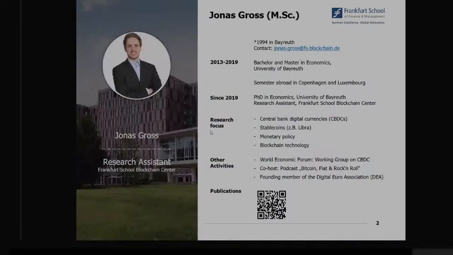Perfect. So maybe a very quick introduction about myself. My name is Jonas Groß. I am a research assistant, both at the University of Bayreuth and at the Frankfurt School Blockchain Center, a think tank related to the Frankfurt School of Finance and Management, where we analyze all kinds of implications of blockchain technology, DLT, both for companies and for the macroeconomy. Related to my profession is also my PhD at the University of Bayreuth, where I do my PhD about central bank digital currencies and stablecoins. So basically two topics which we will also discuss today. Besides that, I'm also co-hosting a podcast, Bitcoin, Fiat, and Rock and Roll, which some of you might know. And I'm also a founding member of the Digital Euro Association, but I will not discuss this in detail today.